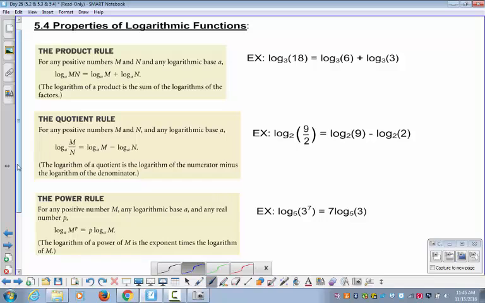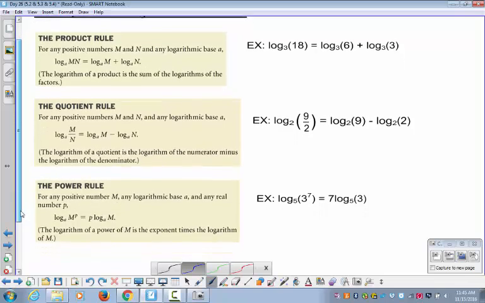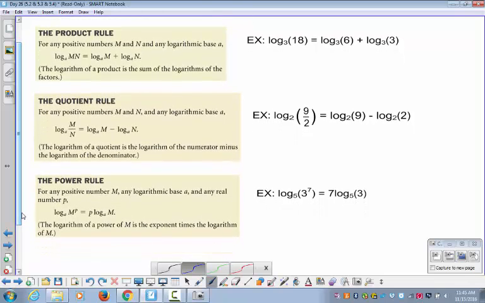Log of a product turns into a sum of logs. Log of a quotient turns into a difference of logs. And the log of a power, the log of an exponential with exponent p, the p drops out in front as a multiplier. Those are the three properties. And here are a couple of examples.